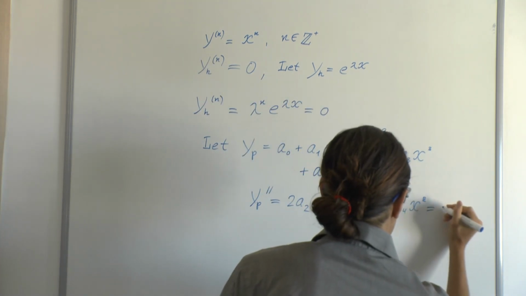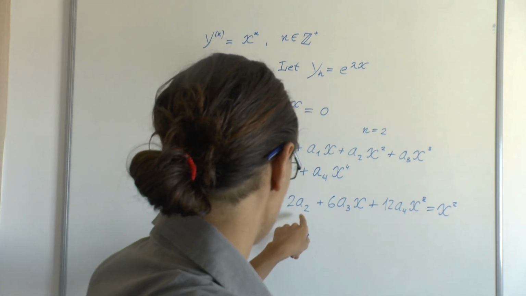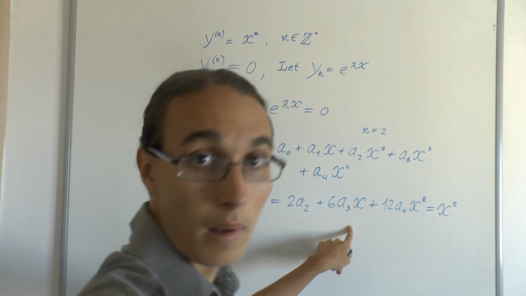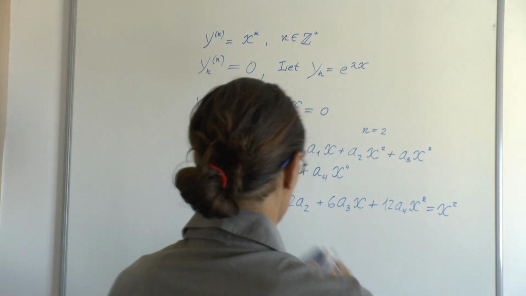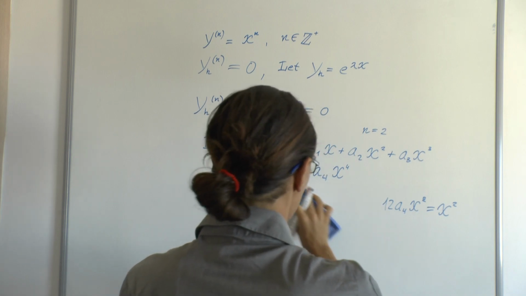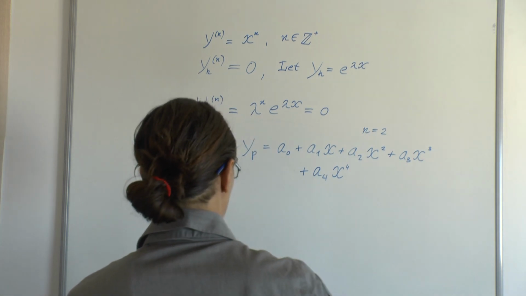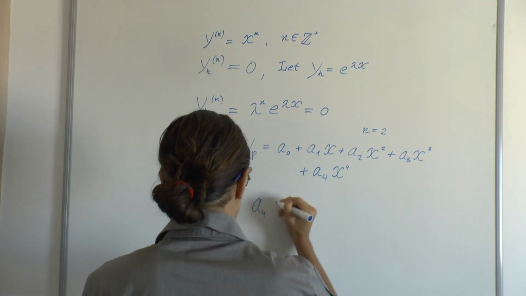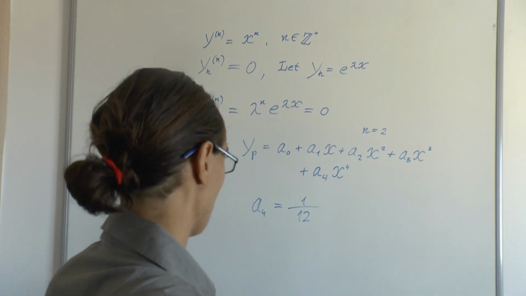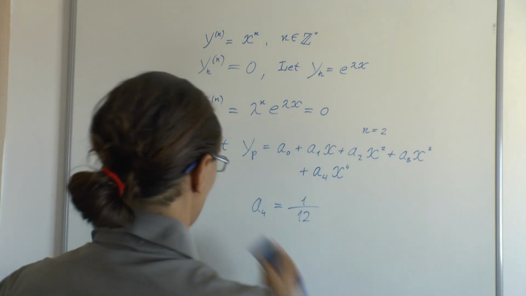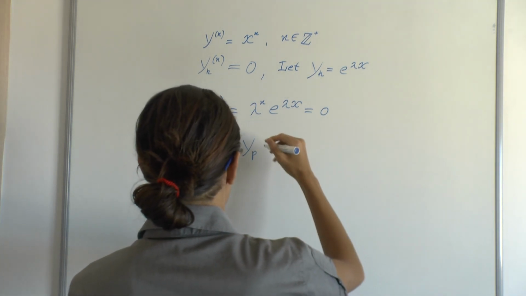And if we want that to be equal to x squared, we conclude that a2 and a3 must be equal to 0. So we would be left with a4. Just gonna finish this example here, a4 is equal to 1/12. You see, because 12 times 1/12 is 1, and we would get exactly x squared. That's just an example.